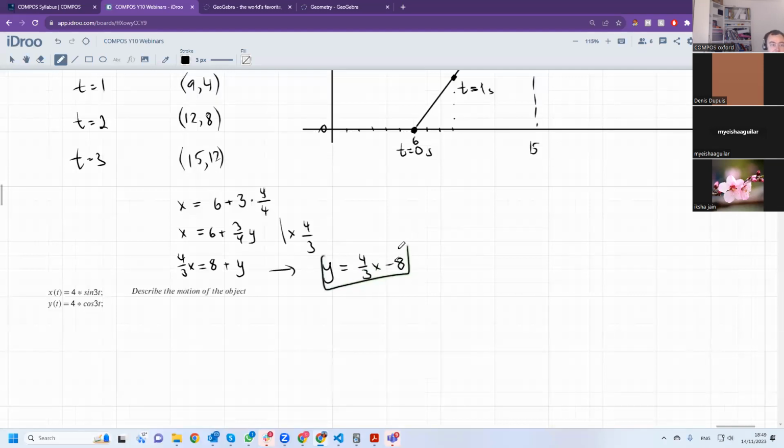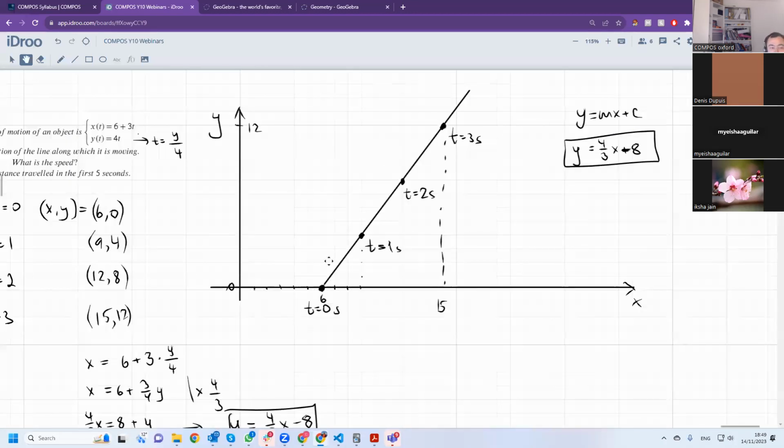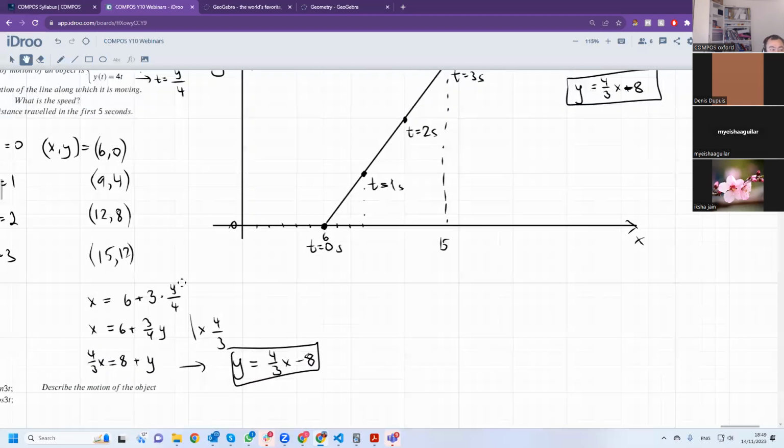So it is true. We obtained it in two different ways. We've drawn it and we've obtained the equation of the line, and then we did it algebraically.